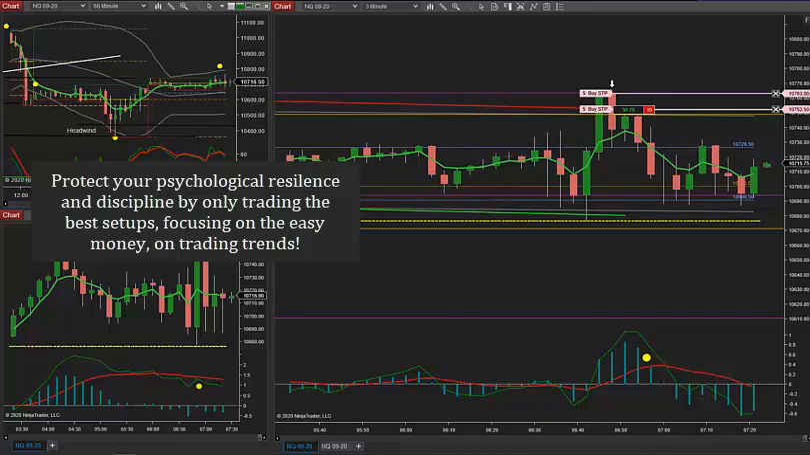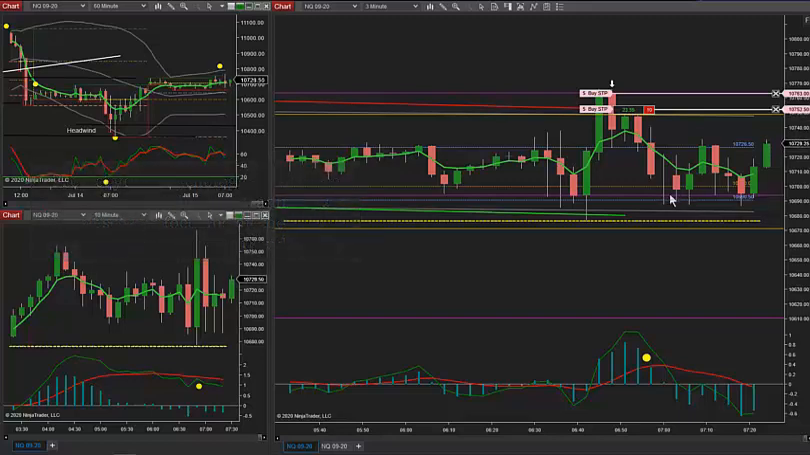I don't want to fight for pennies. I don't want to struggle. I don't want to wear down my discipline and my concentration. I want to protect my financial capital, and I want to protect my psychological capital and resilience. So now's about the time price often finds direction.